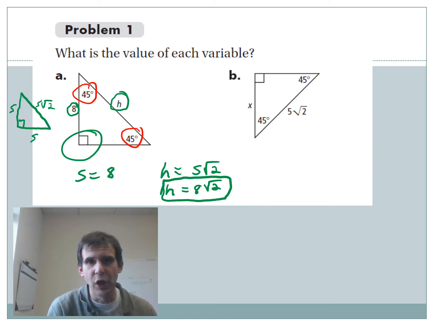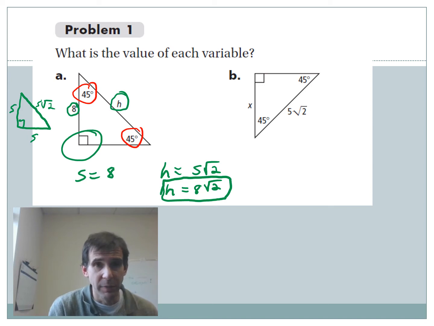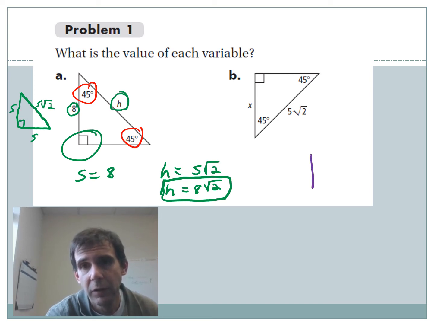So the biggest thing here is just overcomplicating. Realize every single time you have a 45-45-90 triangle, the two legs are going to be the same, and they are equal to S. And then the hypotenuse is equal to that same value S, just multiplied by the square root of 2. All right, so let's look at the next one. Again, we've got a 45-45-90 triangle. So we go ahead and draw it here, and we've got S, S, and S times the square root of 2.